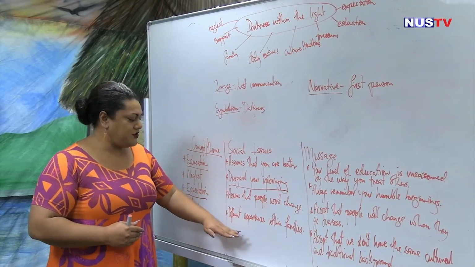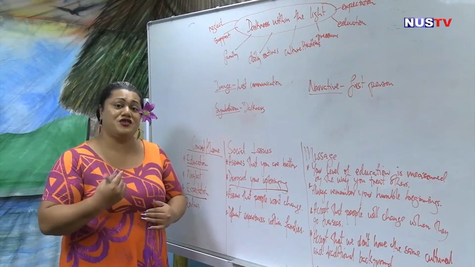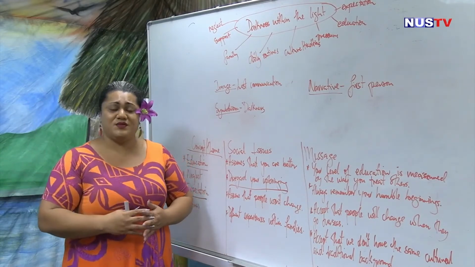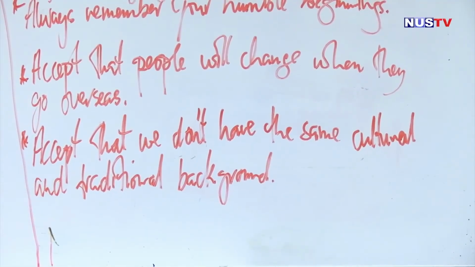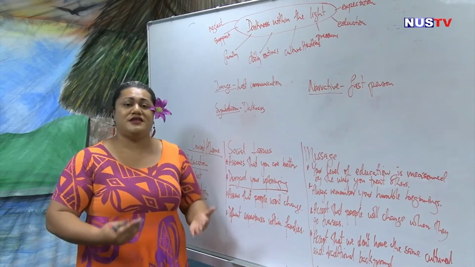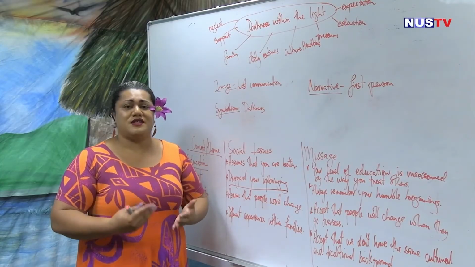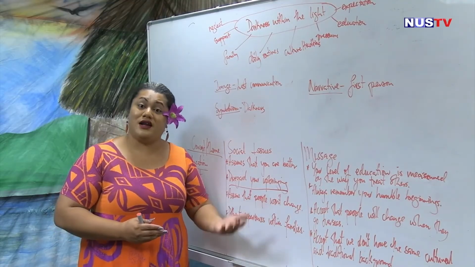So the social issue here is the different experiences, but again, without assuming that your experience is the same as someone else's experience. So what is the message here? Accept that we don't have the same culture and traditional backgrounds. This is very true. A lot of us assume that when someone does not speak proper Samoan, or does not speak fluently or in a rhetorical language, we just assume they're palagi.